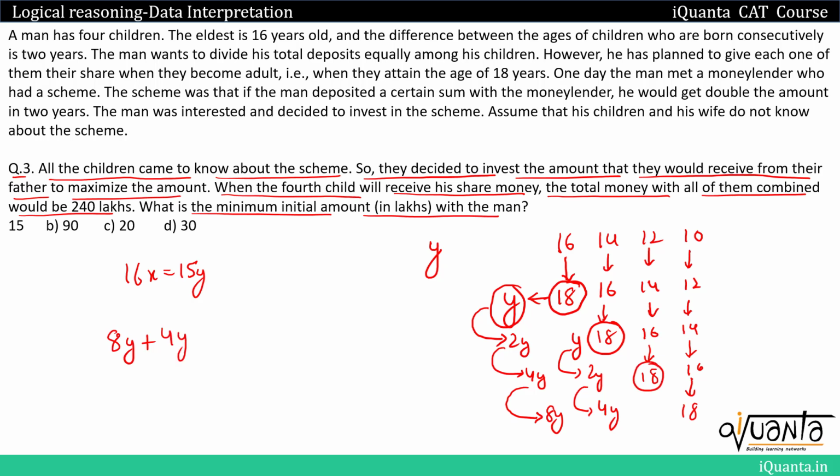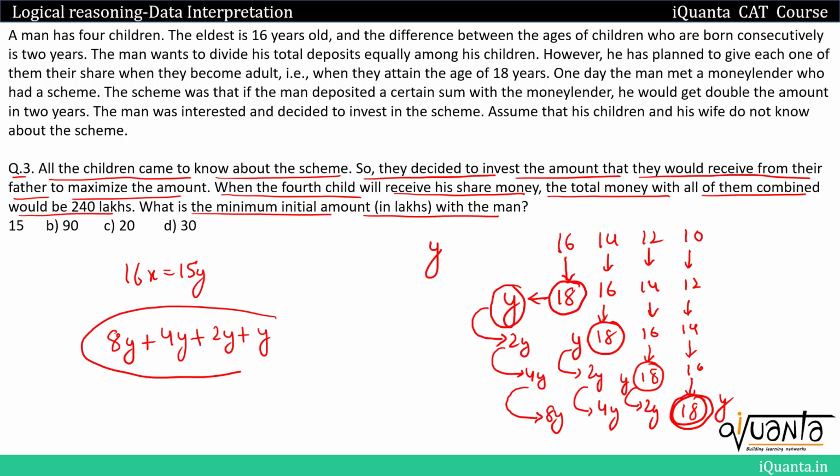This third child will be getting y rupees over here. He just has 2 years to invest his money. So after 2 years, he would get 2y rupees. So now this third child will have 2y rupees. And the last child will directly be getting y rupees. He will not be investing his money, so his money would be y only.